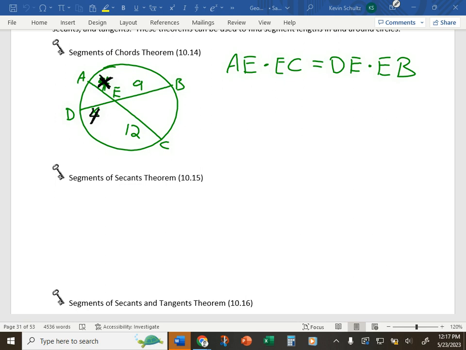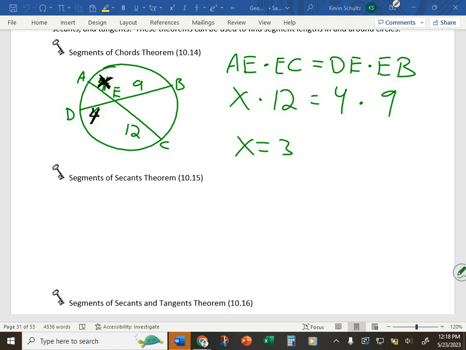Following our part-part relationship, AE, our value for X, times the length of EC, which is 12, we set equal to the length of DE, which is 4, times the length of EB, which is 9. Recognizing that 4 times 9 is 36, we're looking for what value for X times 12 makes 36, and that's where we got X equals 3. That yesterday is where we left off: that part relationship with chords.